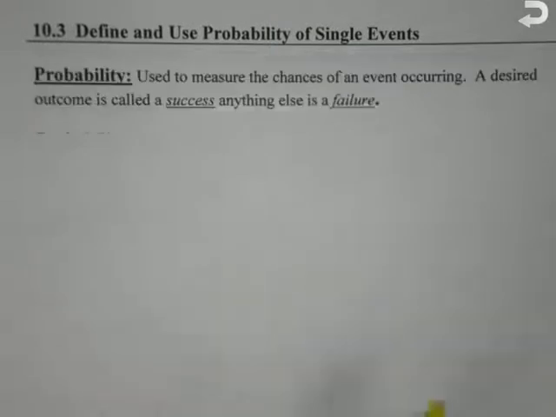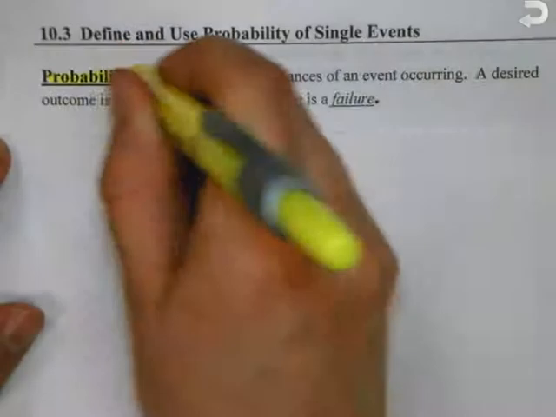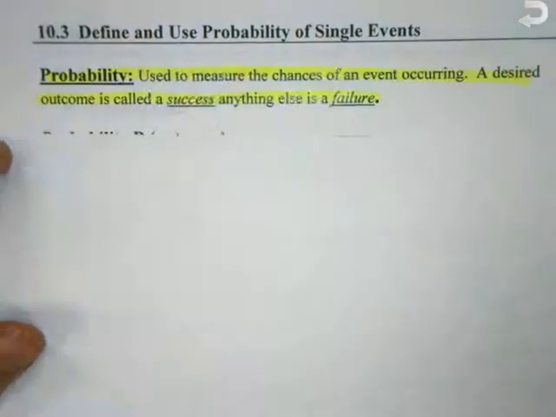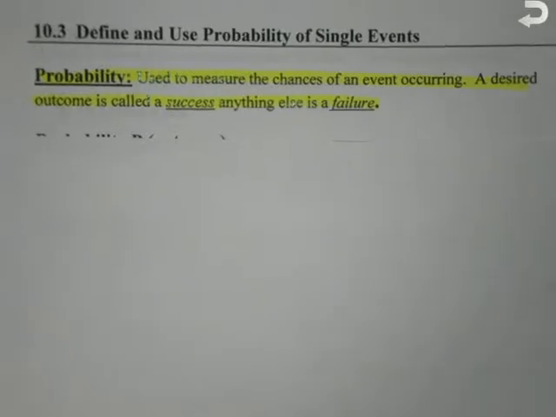All right, 10.3. We are defining and using probability of single events. 10.4 is multiple events. So we're just looking at probability today, so let's define it. Probability is used to measure the chance of an event occurring. A desired outcome is called a success. Everything else is considered a failure.